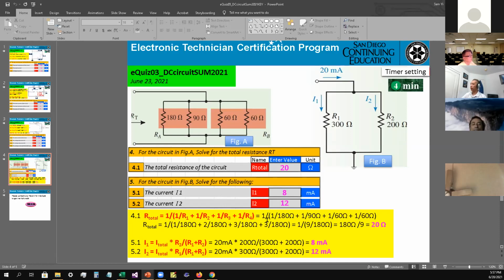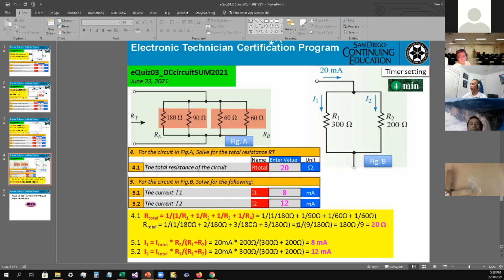Now what we have to do is find the common denominator of this, which is 180. So the first one is 1 over 180. Next one is 2 over 180. This one is 3 over 180. This one will be 3 over 180. We add the numerators together and the denominator stays the same. So it's 1 plus 2 plus 3 plus 3, that's 9. So that's 1 divided by the quantity 9 over 180 ohms.